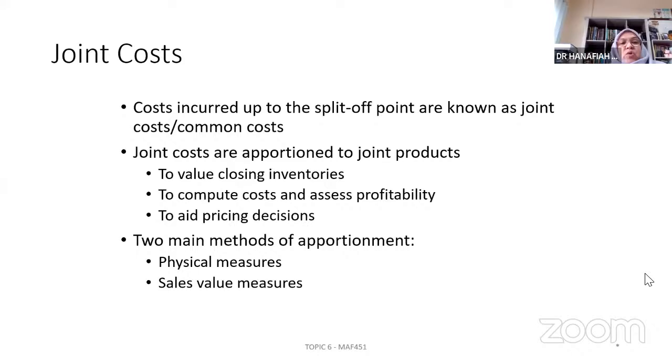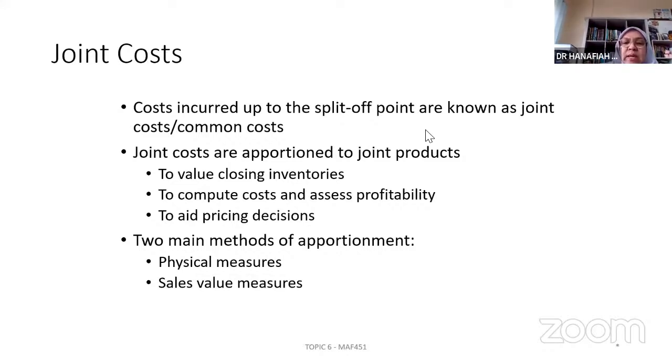So for this joint cost, another thing that you have to consider here is the joint cost incurred, all right? Where it is incurred up to the split-off point. You have a few costs that are incurred during the process and it stops at the split-off point. Okay, that is considered joint cost. All right, so joint costs are then apportioned to the joint products.